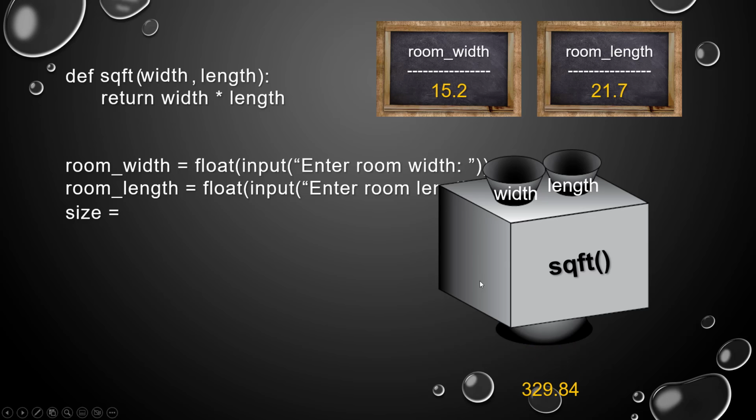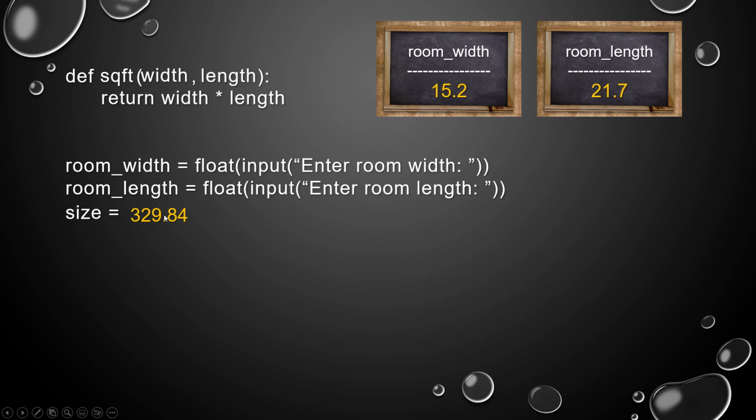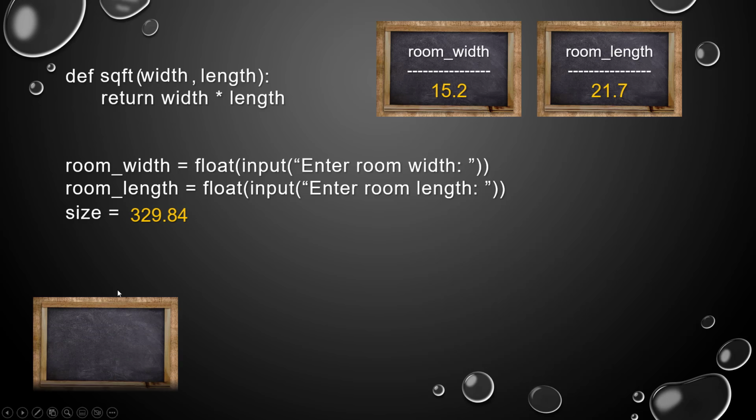So that's what it's actually doing inside the hidden box here, and it gets a result of 329.84, which is the result of the function, and that gets plugged into size. And so it will copy that and store that in memory under the name of size.